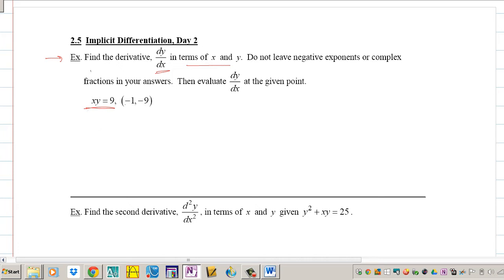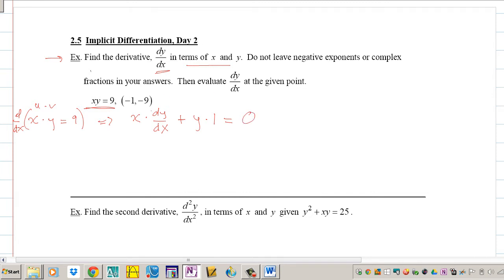So it says here, find the derivative in terms of x and y. So I'm going to rewrite this. x times y is equal to 9. If I take the derivative of this, I have a product rule, u times v. In the product rule, we know that it's u times v prime, or you can call it y prime, plus v times u prime. And the derivative of 9 is just 0.